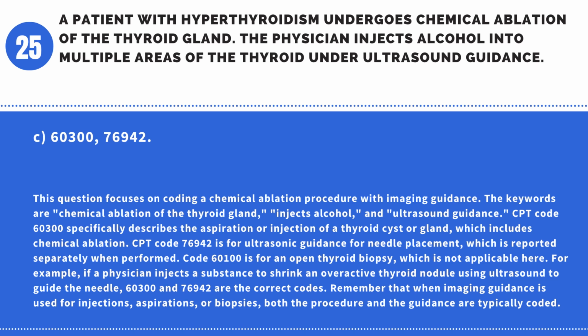CPT code 76942 is for ultrasonic guidance for needle placement, which is reported separately when performed. Code 60100 is for an open thyroid biopsy, which is not applicable here. For example, if a physician injects a substance to shrink an overactive thyroid nodule using ultrasound to guide the needle, 60300 and 76942 are the correct codes. Remember that when imaging guidance is used for injections, aspirations, or biopsies, both the procedure and the guidance are typically coded.